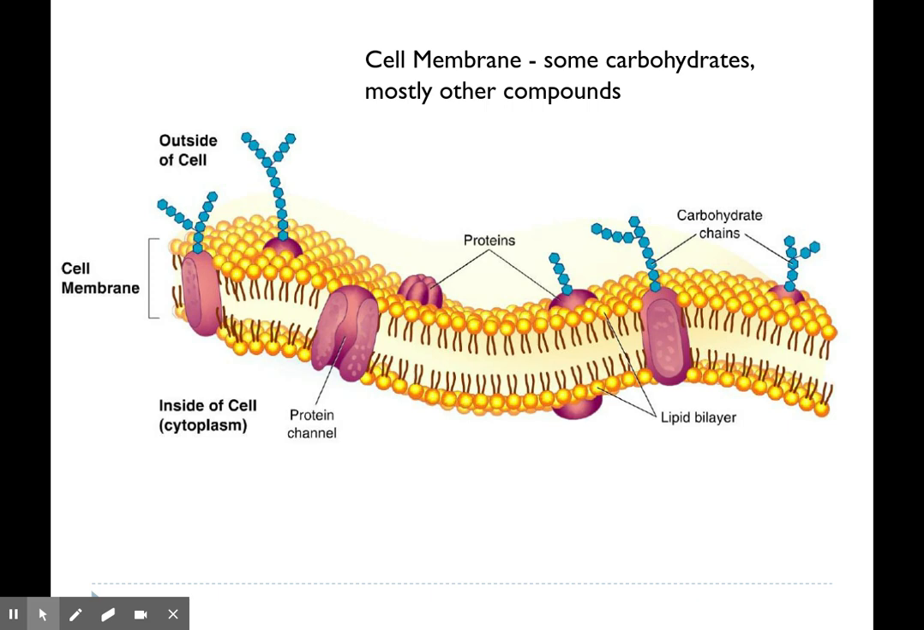construction of cell structures. Here we have a section of a cell membrane. Cell membranes, as I note there at the top of the screen, contain some carbohydrates, but membranes are mostly other compounds. So if you look at this diagram, there are carbohydrate chains in there, but visually you can see that most of the membrane is made up of something called lipids and proteins.